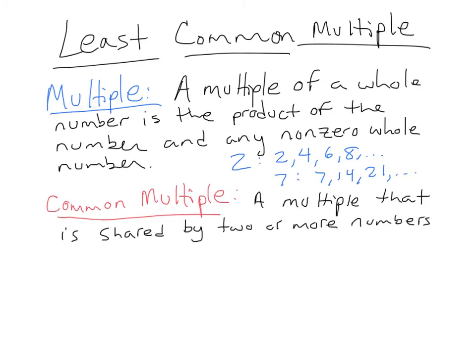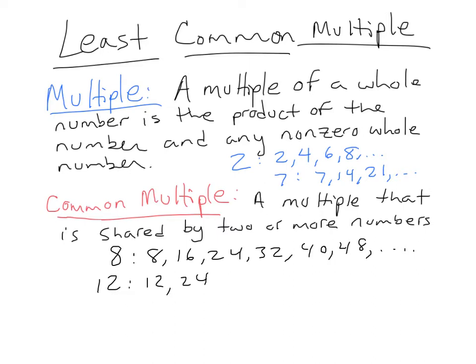A common multiple is a multiple that is shared by 2 or more numbers. So let's look at the multiples of 8. We've got 8, then 16, if you multiply it by 3, 24, 32, 40, and 48, and so on. 12 has multiples 12, 24, 36, 48, and so on. If you're looking for common multiples, you can see that 24 is shared by both. Same with 48. These are common multiples.